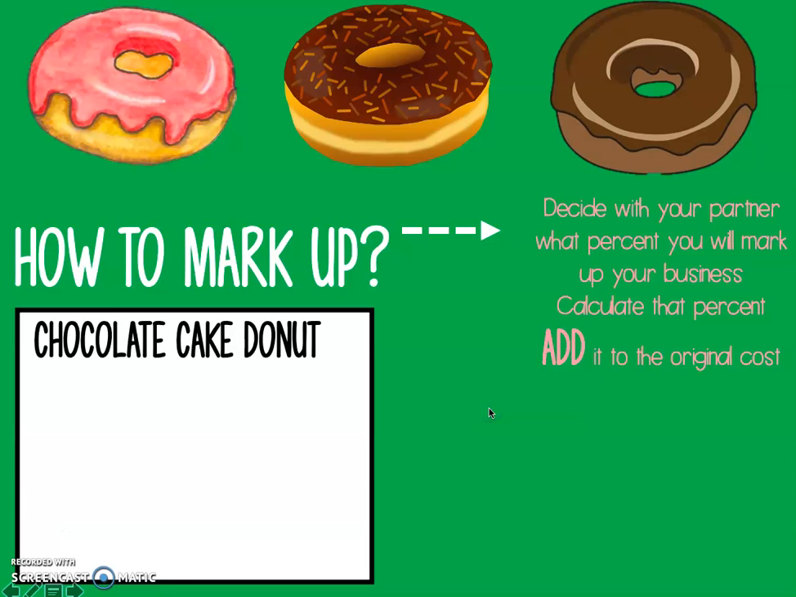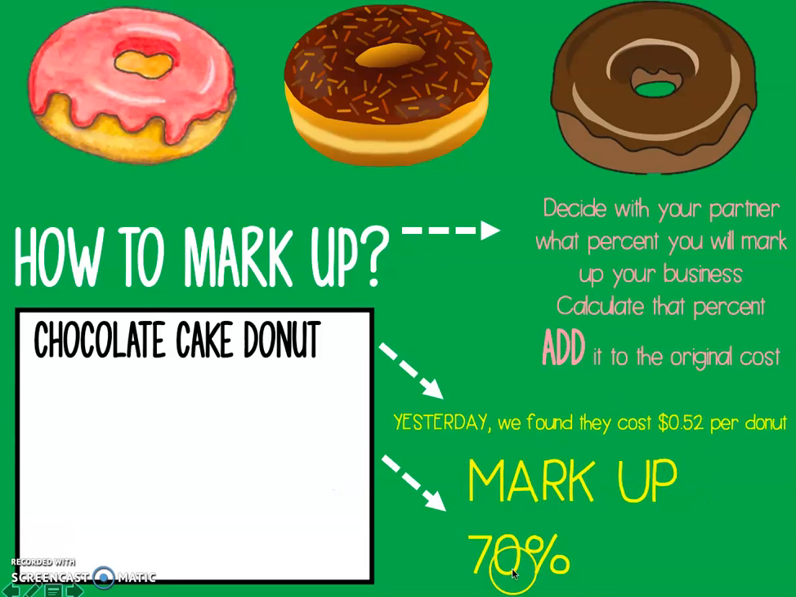So let's say we picked the chocolate cake donut. Yesterday, we figured out that they cost 52 cents per donut. So what we're going to do is set up a percent proportion, okay, and we're going to mark them up 70%. So here's my percent proportion. We're going to use part over whole equals percent over 100 because this is a real world problem. So then we have our 4 spots that we can fill in, okay. Our 70 is the percent that we picked. This is what we're going to mark up our entire store.